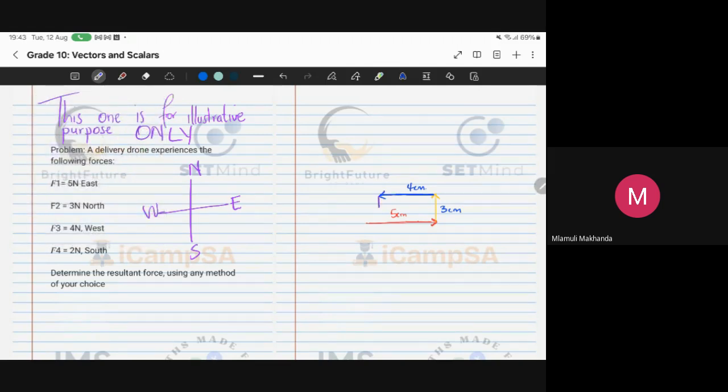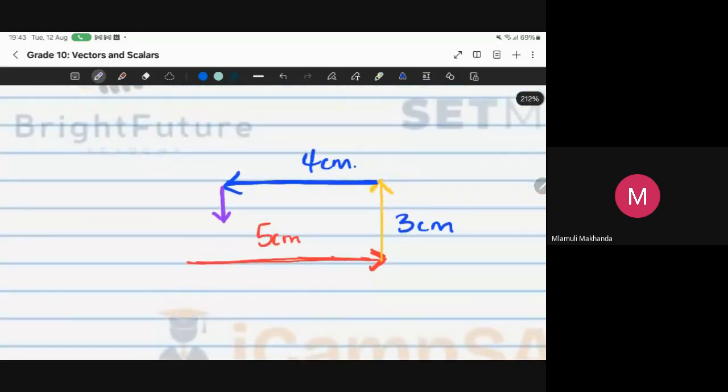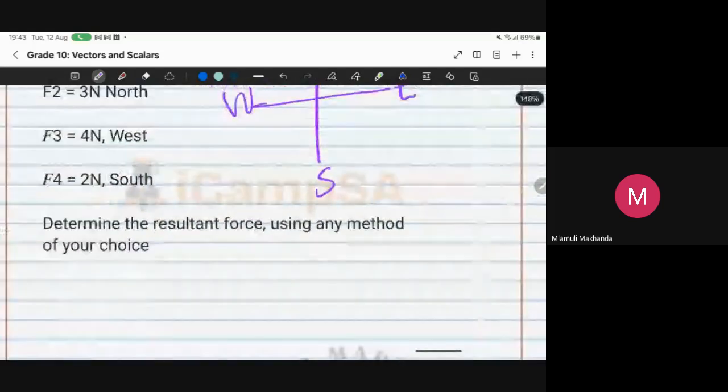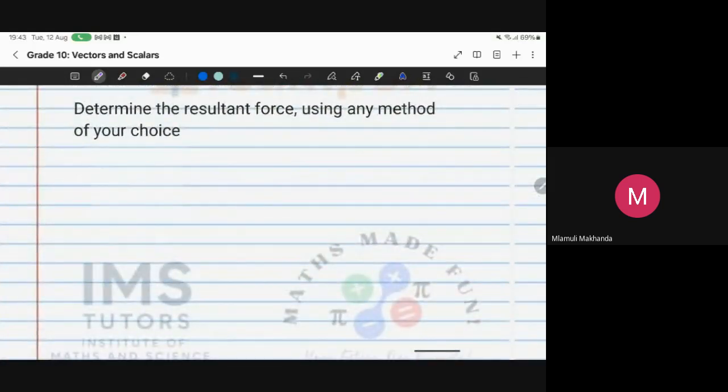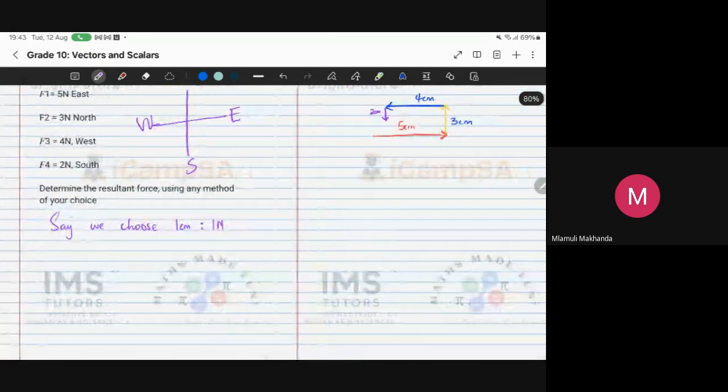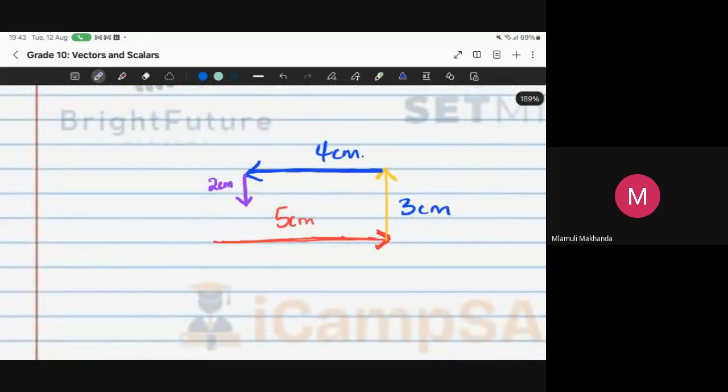Something like that. Okay, this is a bit too small. Let me try and do it like this. Yeah, you should be able to see it now, hopefully. And then this will be 2 cm, because it's 2 newtons. Sorry, I forgot to write our scale. Let's say 1 cm is 1 newton. If you're doing geography, you would see scales quite a lot, because in maps and whatnot they use scales.